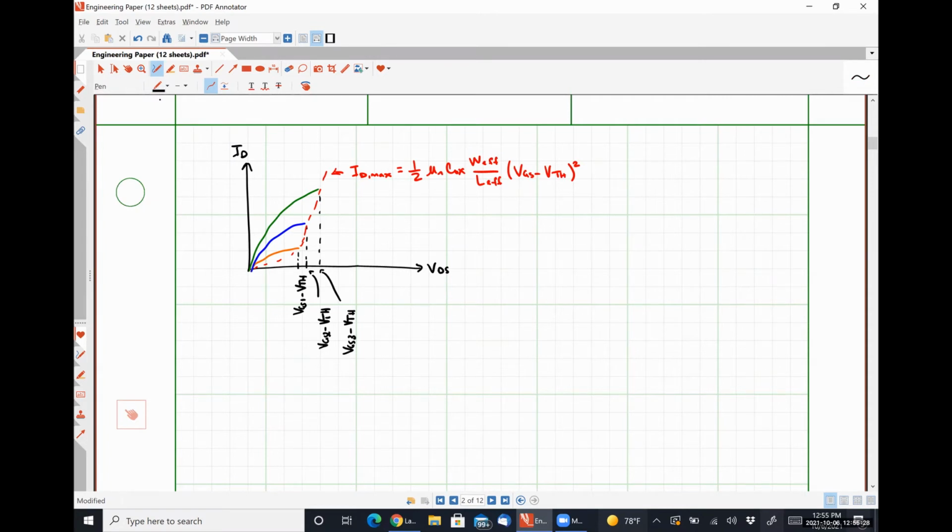So what can we glean from this graph? Well, ID increases as the quantity VGS minus VTH increases. This guy right here may be commonly referred to as VOD, which stands for the overdrive voltage. It's the overdrive voltage because it's the voltage greater than what you need to just turn the transistor on by establishing the channel. Okay.